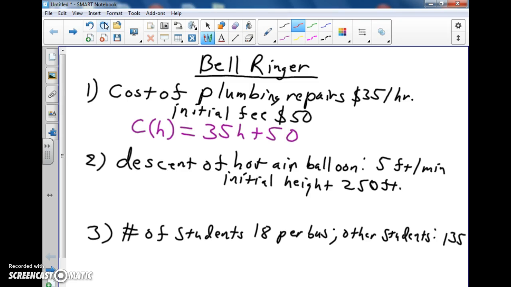The second hot air balloon is 5 feet per minute, and your initial height is 250 feet. So you're going to say, okay, the height in terms of time. So now what would that equation be? Okay, minus 5t. It would either be negative 5t plus 250 or 250 minus 5t. Both are correct answers. Everybody good? Okay, good job. That's exactly right.